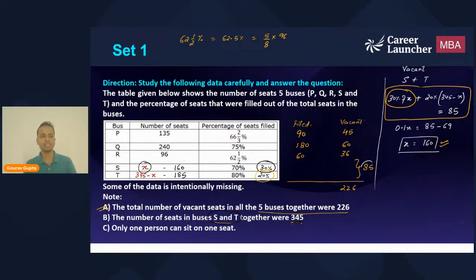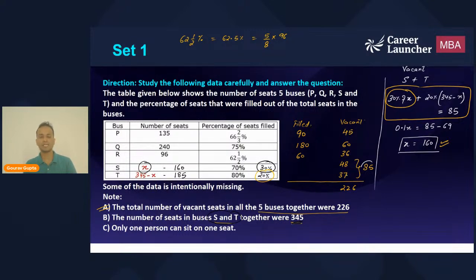X is 160. So the number of seats in bus S will be 160 and the number of seats in bus T will be 185. Okay. So now we can write the number of vacant seats and the number of filled seats in both the buses. Vacant seats in bus S, 30% of 160, that is 48. And bus T, 20% of 185, that is 37. Okay, so 48 and 37, already given by Sandeep, Daksh and Khushi. Very good. Keep up with the calculations, all three of you and the other students as well.